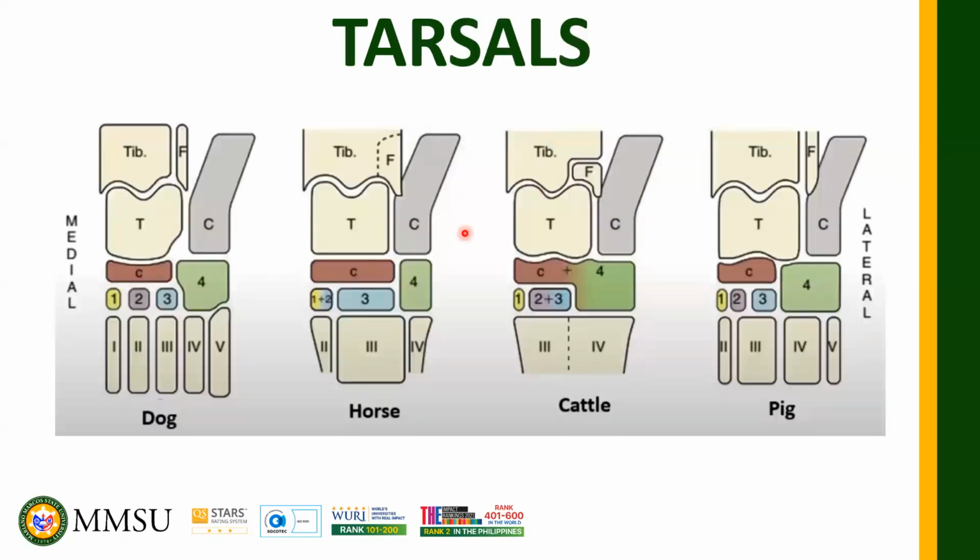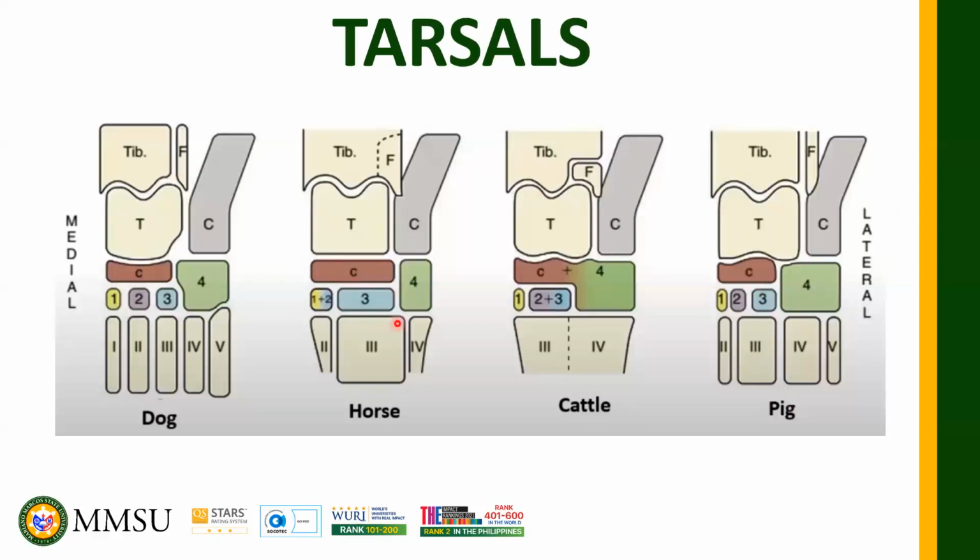Okay. And then we have here the tarsals. This is almost the same as the carpals. However, in terms of the proximal row, we have the tibial tarsal bone and the fibular tarsal bone. And in terms of the distal row, we have the first, the second, the third, and the fourth. However, here, in between the two rows is the central tarsal bone. So in dogs and pigs, counting 1, 2, 3, 4, 5, 6, 7, they usually have 7. Okay? They have 7 here.